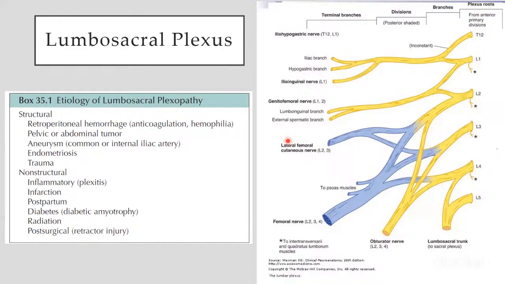For brachial plexus and lumbosacral plexus, the etiology is somewhat similar. Structural causes are fractures or avulsion of nerve roots due to trauma or road traffic accident. There might be hemorrhage, or fracture involving the clavicle or the shoulder joint. For lumbosacral plexus, it is retroperitoneal hemorrhage due to anticoagulation or hemophilia, pelvic or abdominal tumor, common or internal iliac artery aneurysm, endometriosis, and trauma. Non-structural causes are inflammatory plexitis, plexopathy due to diabetes, radiation, post-surgical, postpartum, or due to infarction of the nerve roots.